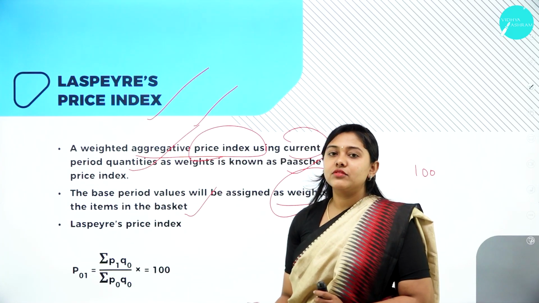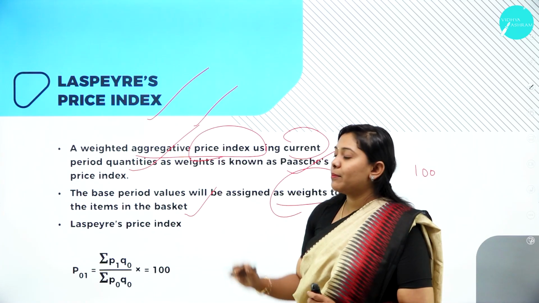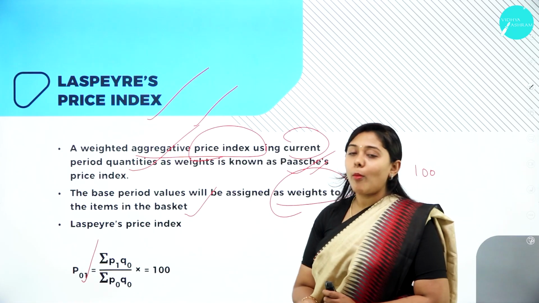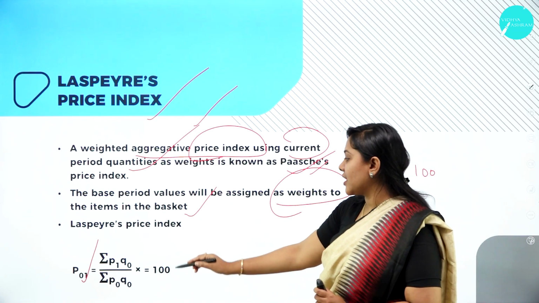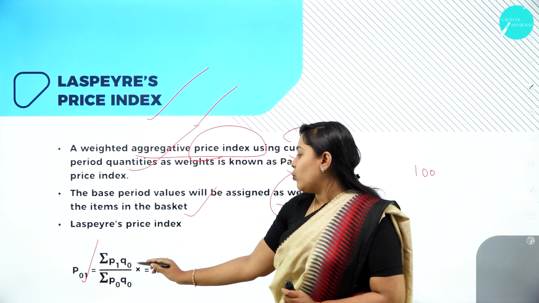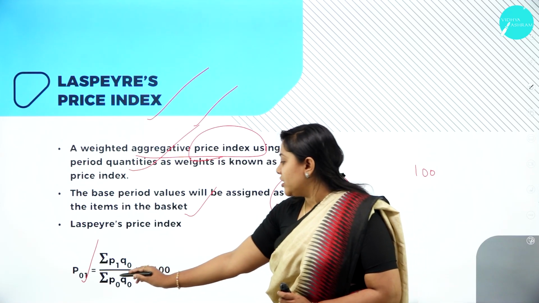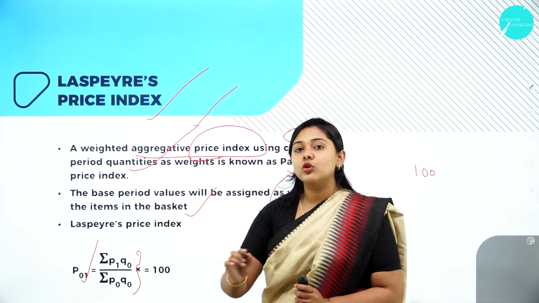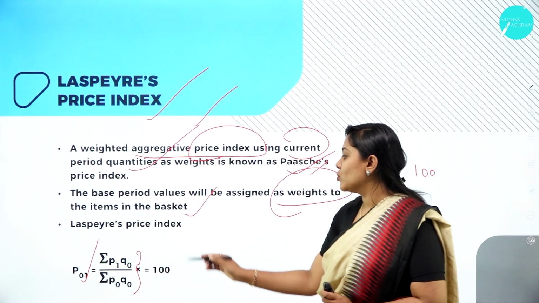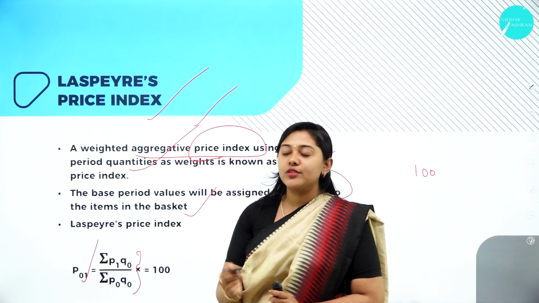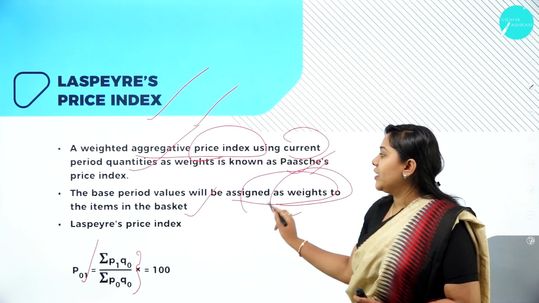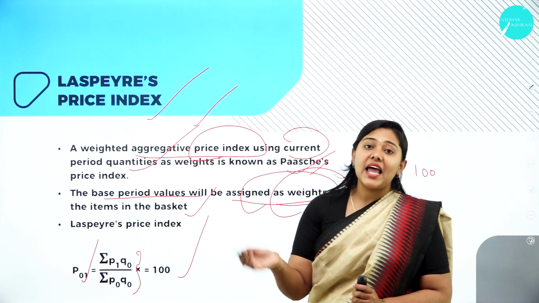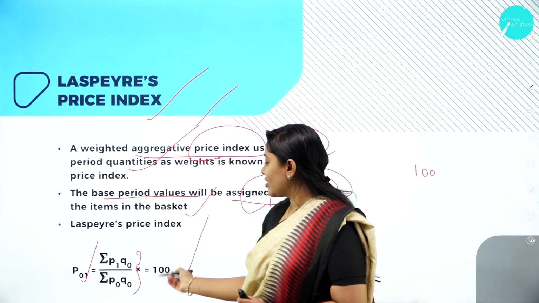So under that we have these two methods: the Laspeyres price index method as well as the Paasche price index method. The formula is Laspeyres price index equals sigma P1 Q0 divided by sigma P0 Q0. Here, what are we using to assign the weight? We assign the weight by using the base period quantity. If we use base period values to assign the weight, then this method is called the Laspeyres price index method. So this is the formula.